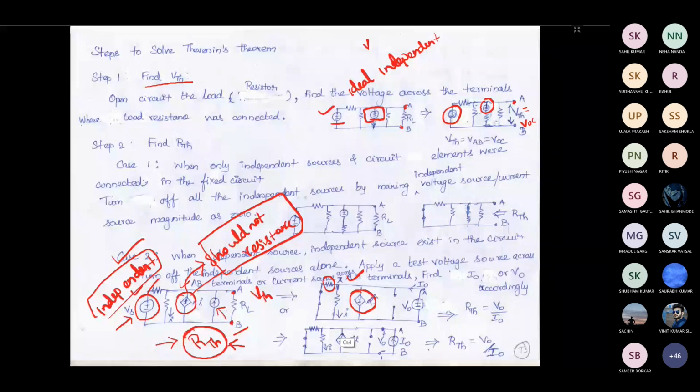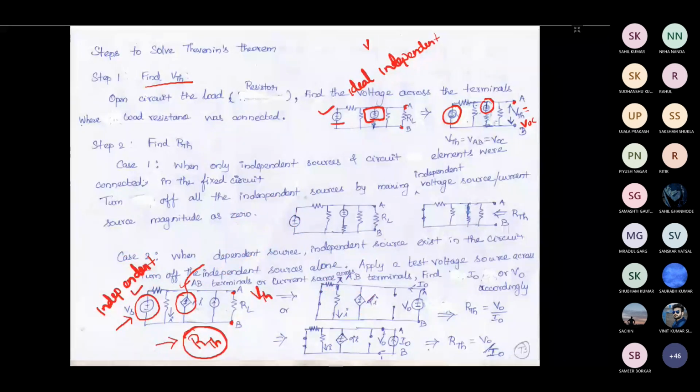So just a minute. Here you can clearly see that we cannot find the RTH directly, because we do not have any independent source here. This is a dependent source. This dependent source depends on some current flowing in the circuit. Here, this is the current which is going to decide the magnitude of this voltage source. Now, how can we find it? We cannot directly find the R Thevenin or R equivalent based on this circuit.